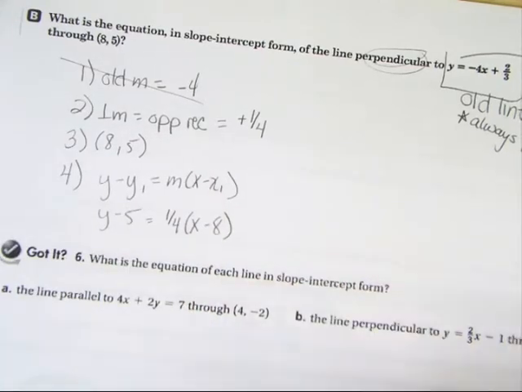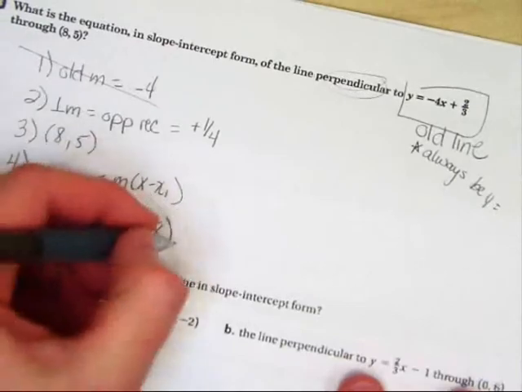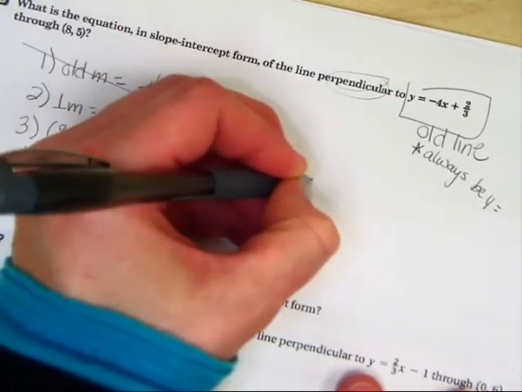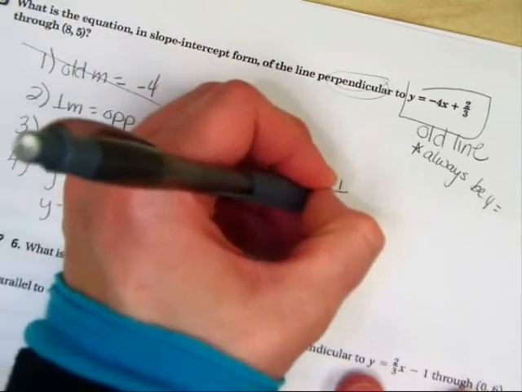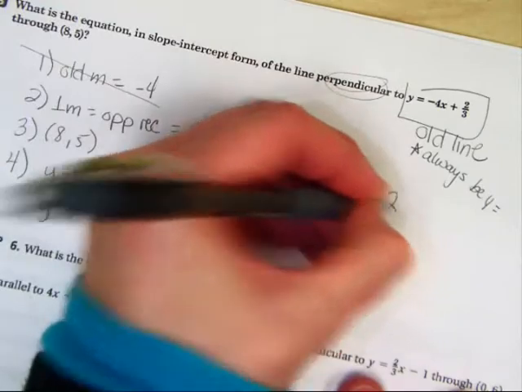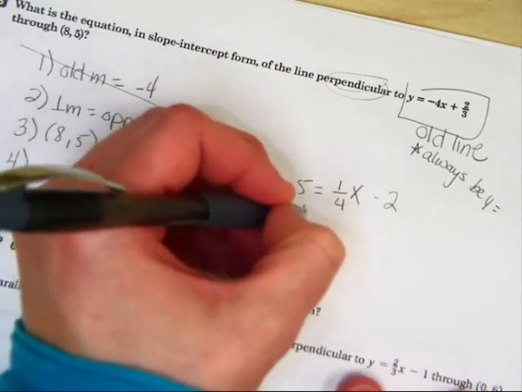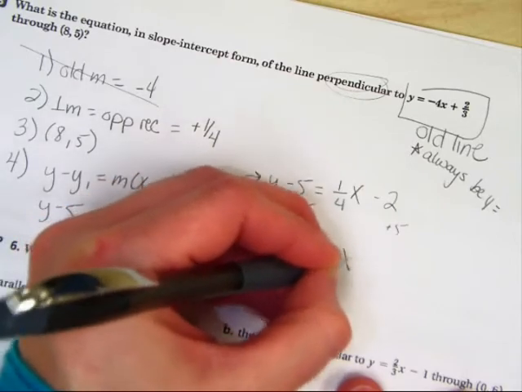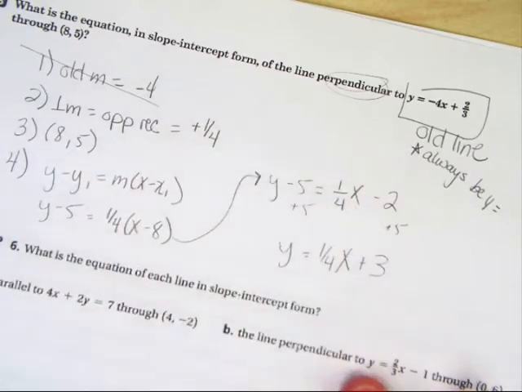Okay, I'm going to put this in y equals mx plus b, so I'm going to distribute. So I'll get y minus 5 equals 1 over 4x minus 1/4 times 8 is minus 2. I'm going to add my 5, and I get y equals 1 over 4x plus 3.